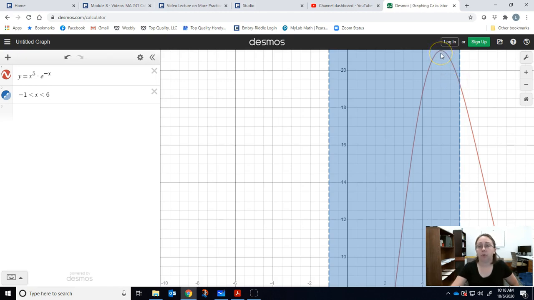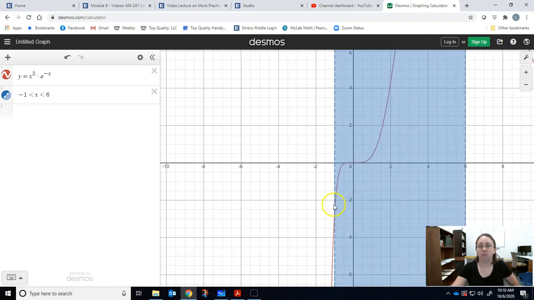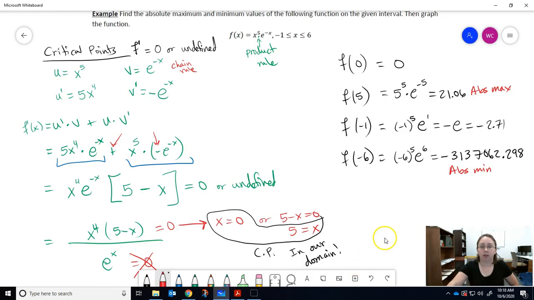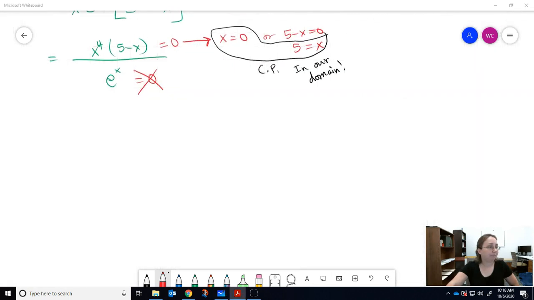It's a critical point because it has a horizontal asymptote. Our absolute minimum is this one right here. It's an endpoint because it keeps going lower and lower after that. All right, so that's a graph of that function. We're going to learn more about graphing later, when we'll continue working on it.